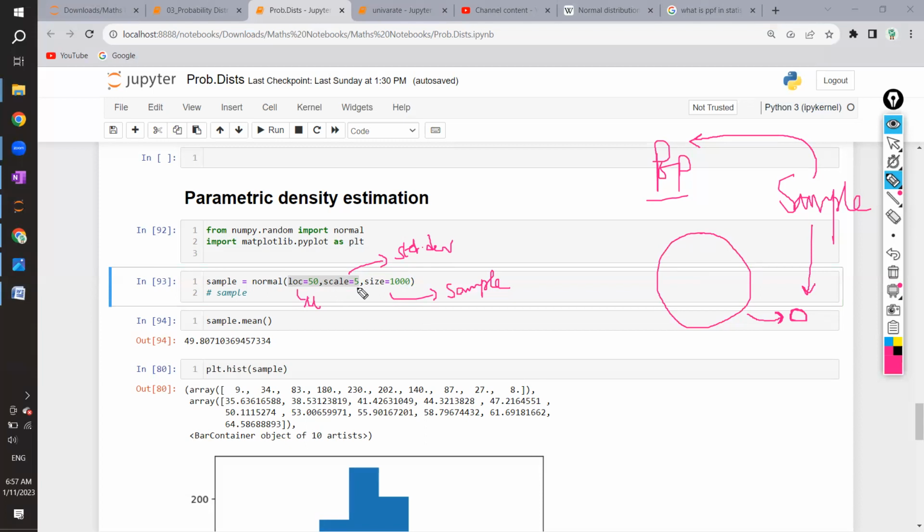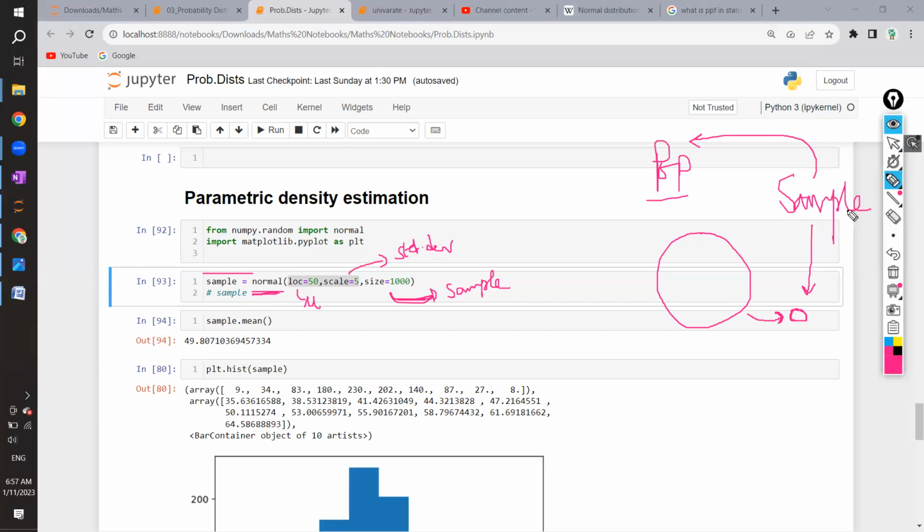Fine. So here also, if you see, we are trying to take a sample of 1,000 values from a population whose mean is 50 and standard deviation is 5, and that is from a normal distribution. We are taking a sample. So now our sample has 1,000 values, but our mean will be very near to what? The population mean. But it might not be exactly 50.